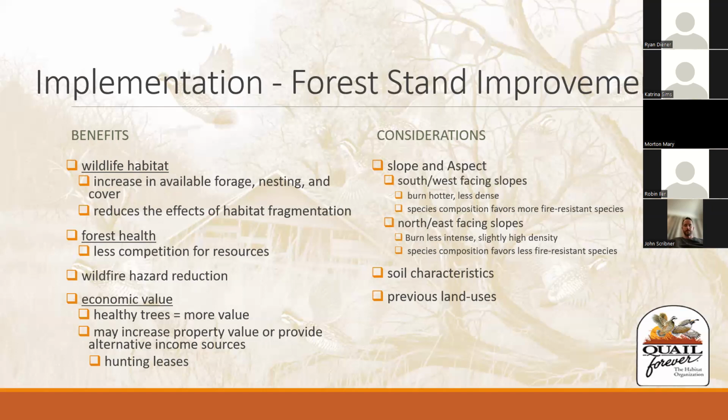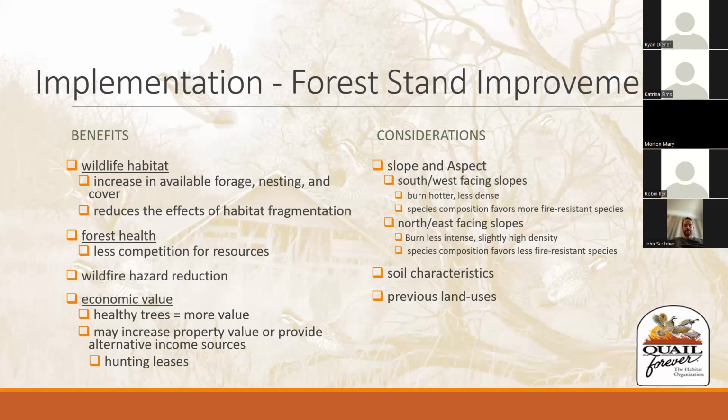And then some other considerations. We mentioned this earlier, but when doing forest stand improvement, when doing that resource inventory, we're going to want to look at slope and aspect of the stand. South and west facing slopes tend to burn hotter and are less dense. And because of that, the common species that we find are those that are more fire resistant, like your white oaks. Those are a more fire resistant species. So we're typically going to find a higher white oak component on your south and west facing slopes, and vice versa on your north and east facing slopes.